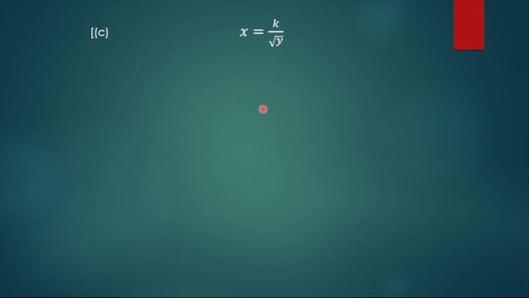To solve question C, we need to quote that equation showing the relationship between x and y. Then we pick our values. k is 45 and x is 25. So just substitute: 25 standing in for x and 45 standing in for k. What we want to find is y, so we still have root y there.